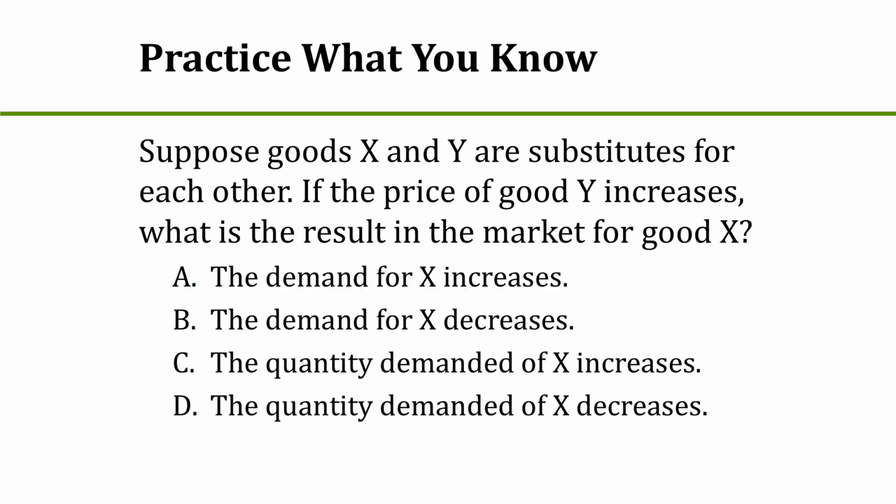The next question is, suppose goods X and Y are substitutes for each other. If the price of good Y increases, what is the result in the market for good X? So instead of using X and Y, I want to give them some specific product names. Let's say X is Pepsi and Y is Coca-Cola. And the price of Coca-Cola is increasing. If this is the case, you are going to decrease the quantity demanded in the Coca-Cola market.